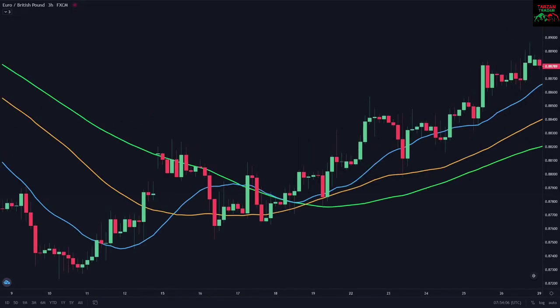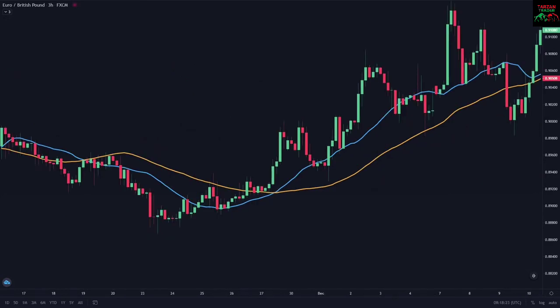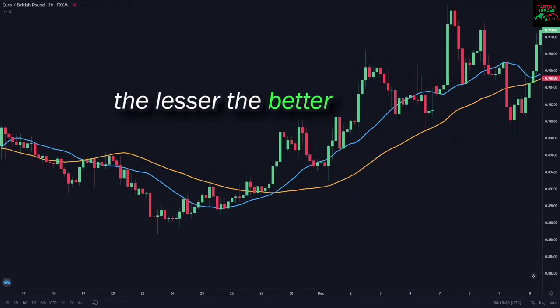The next mistake that people make when trading the moving average crossover is that they use too many moving averages. Remember, the more moving averages that you use, the later your entry signals will be. For example, let's say you're using two moving averages, the 20 and the 50 period. So, if the 20 period crosses above the 50 period, you take a buy position here. But if you added another moving average, let's say the 200 period, then you would instead enter here, which is a much later entry compared to if you only used two moving averages. So the fewer, the better.